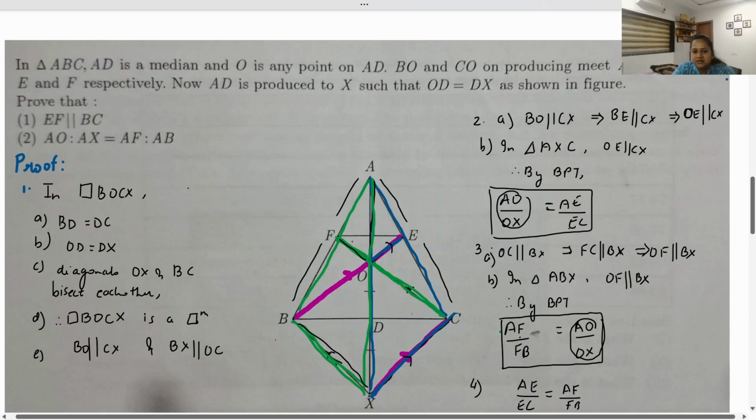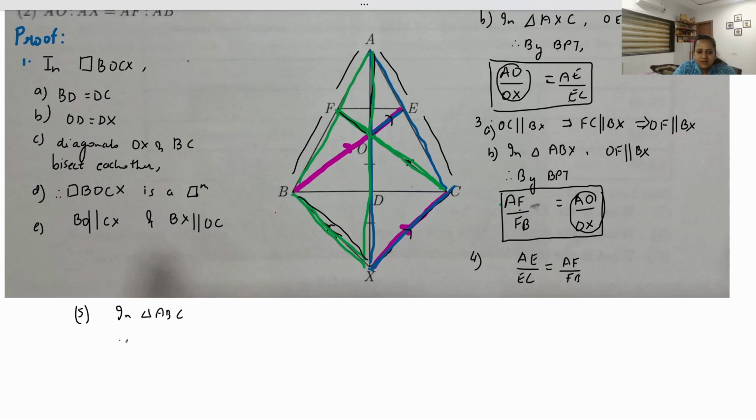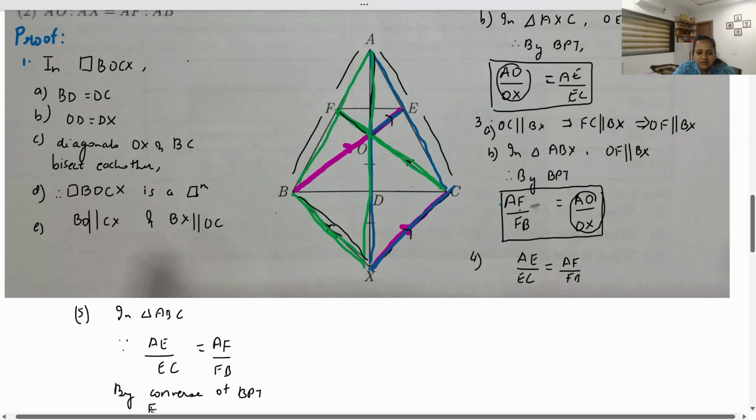AE and EC, AF and FB are part of triangle ABC. They are part of triangle ABC. So now can I write over here fifth part? In triangle ABC, since AE upon EC is equals to AF upon FB, by converse of BPT, what we shall get? We will say that EF is parallel to BC, right? This is converse of BPT, no? Right? So first part is done. So we finished the first part.